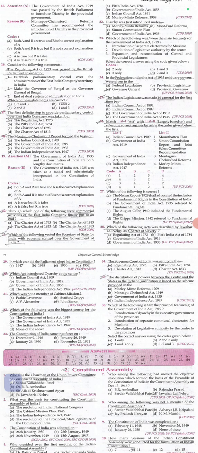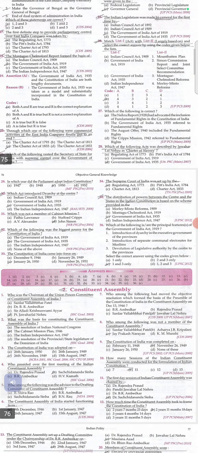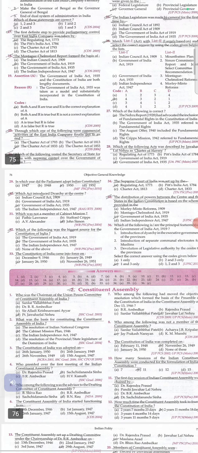Which of the following is correct? The Nehru Report 1928 advocated the inclusion of fundamental rights in the Constitution of India. Which of the following acts was described by Jawaharlal Nehru as the Charter of Slavery? Government of India Act 1935. In which year did the Parliament adopt the Indian Constitution? 1950.